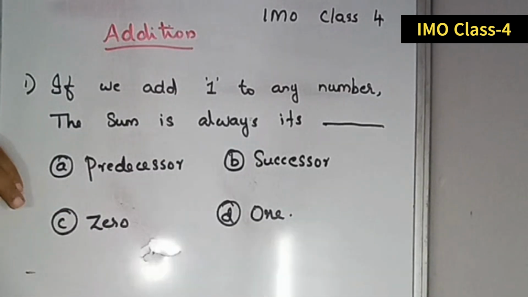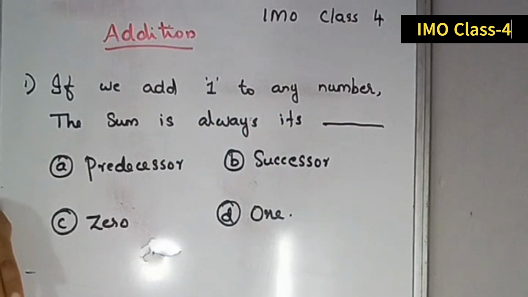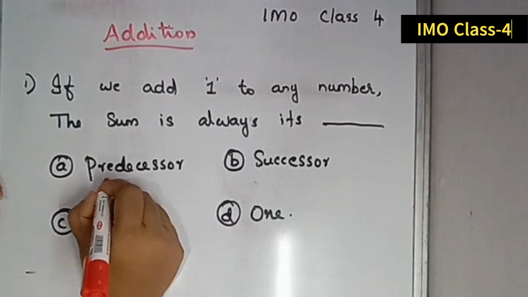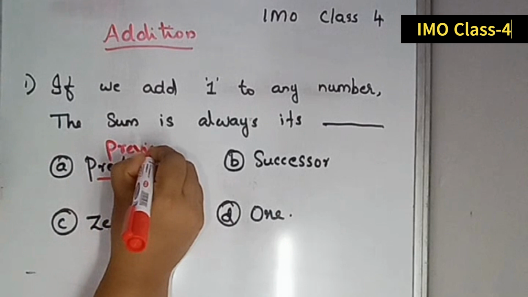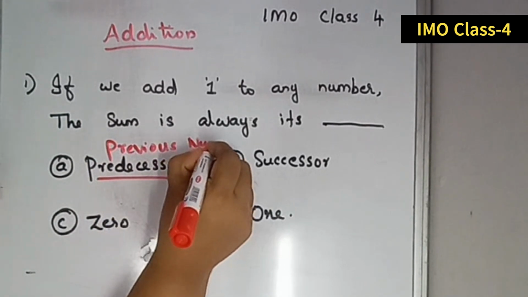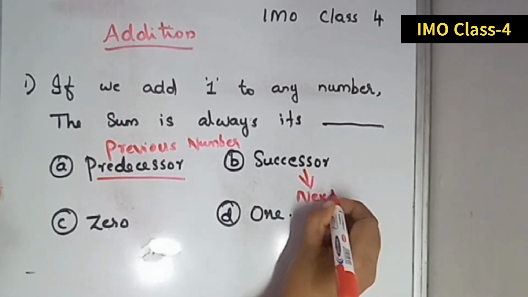The first question is, if we add 1 to any number, the sum is always its dash. And we have 4 options: predecessor, successor, 0, 1. Here we have 2 terms, one is predecessor and second one is successor. Just remember the meaning of these words. What is the meaning of predecessor? Predecessor means previous number. And successor means next number.